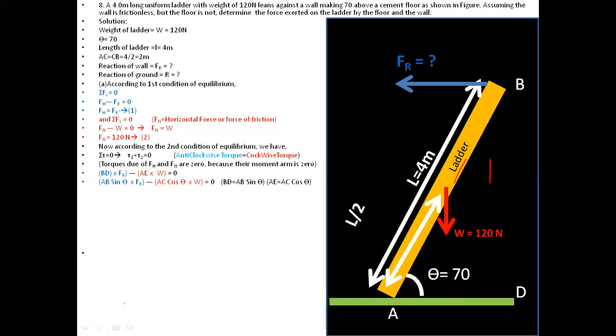After putting in the values of theta, we get the clockwise direction, which is represented by red, and the anti-clockwise direction, which is represented by blue. We get 4 sine theta, which is AB, and theta is 70, into Fr, equals 2 cos 70, where 2 is the distance, which was half of the ladder, and 120 was the weight given to us. Putting the values, 4 sine 70 will be 0.939 into Fr, and on the other side it will be 0.34 multiplied by 120 divided by 2.